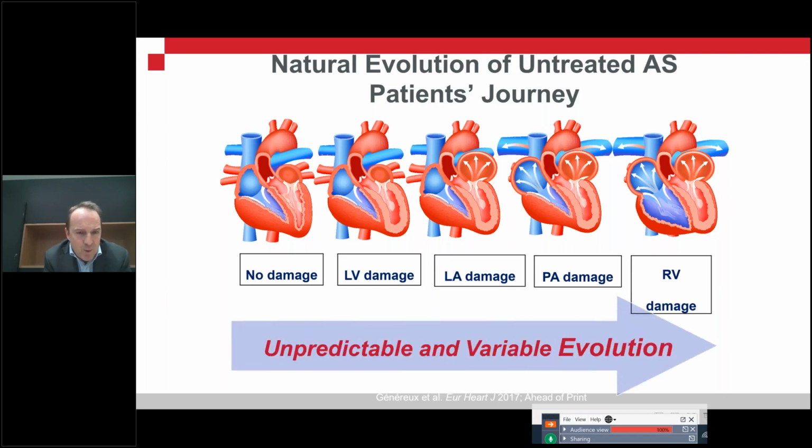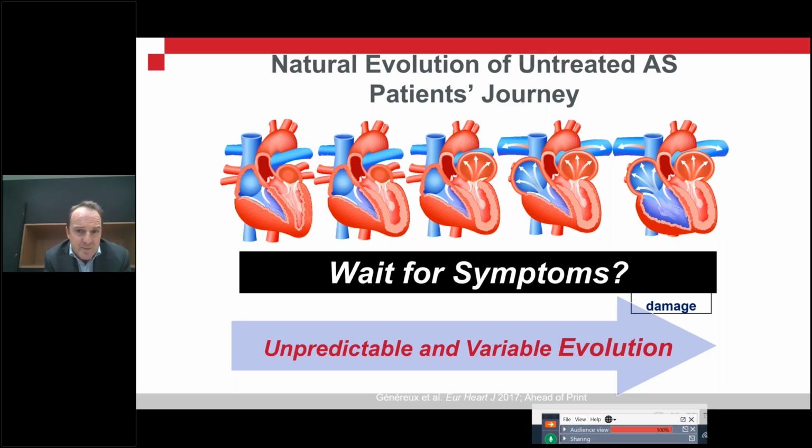Unfortunately, the way that time course ensues is unpredictable and can be variable, and by the time some patients get symptoms, they've already developed irreversible changes in the heart, that even if we fix the valve, we haven't necessarily fixed their problems.